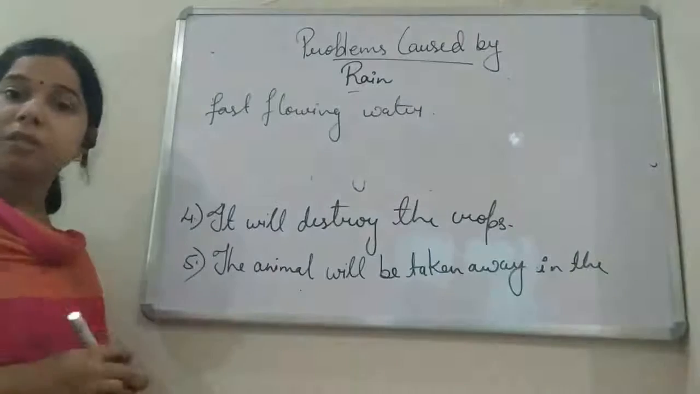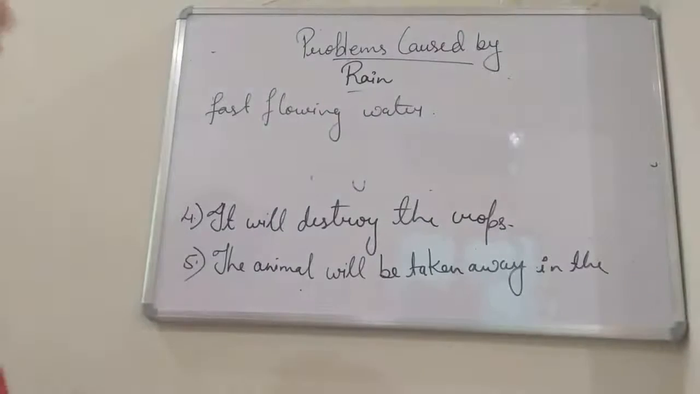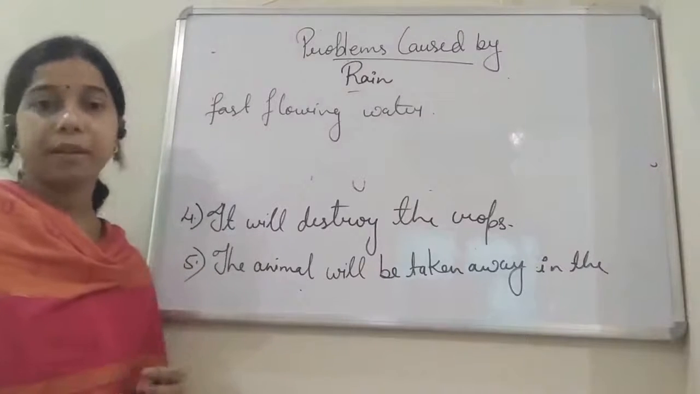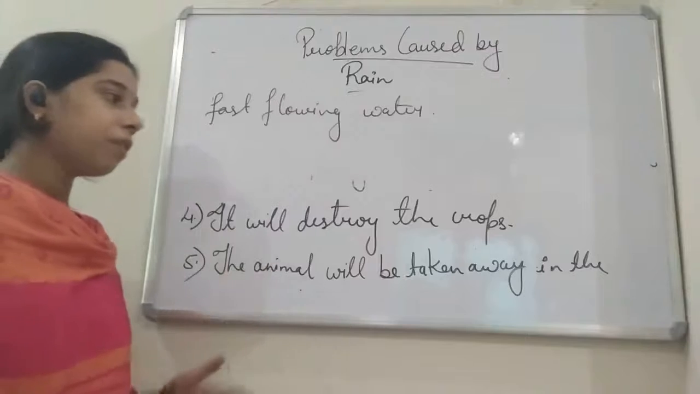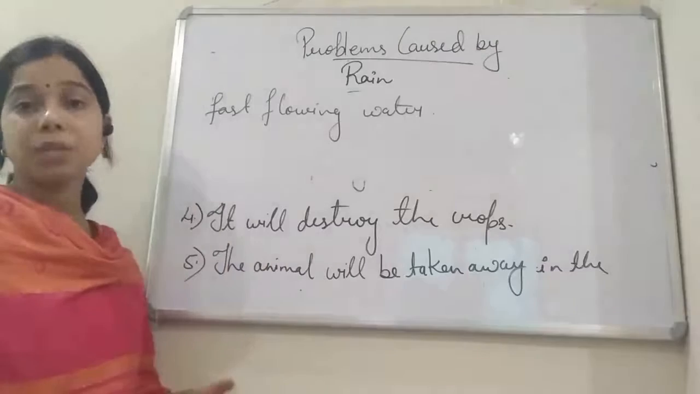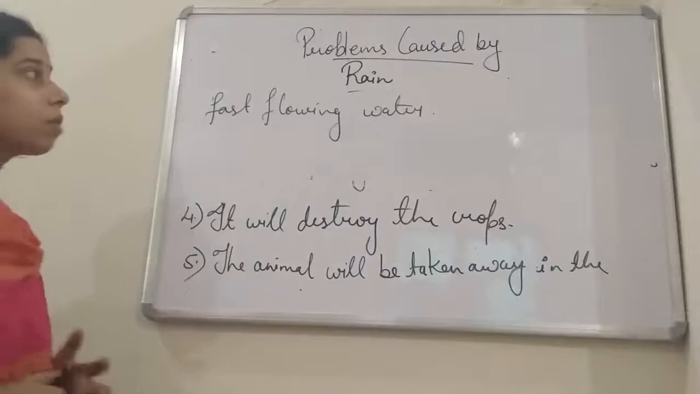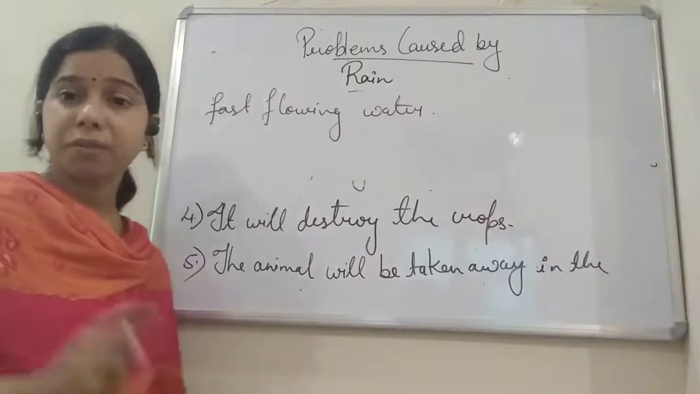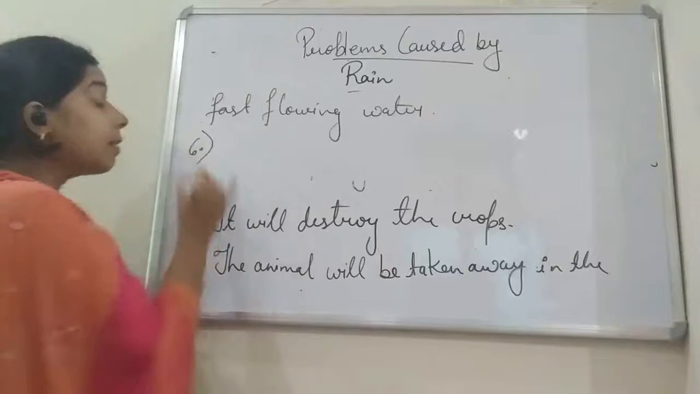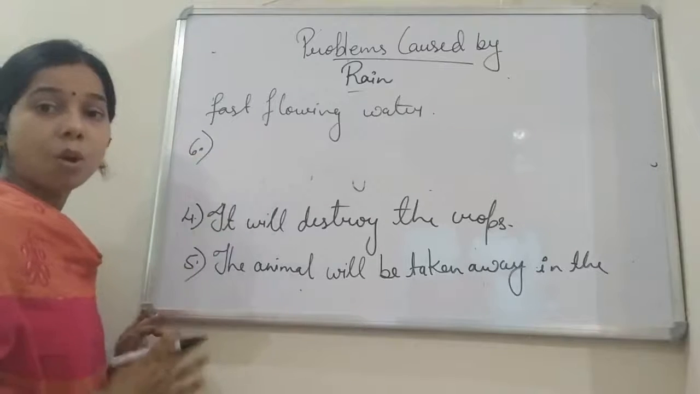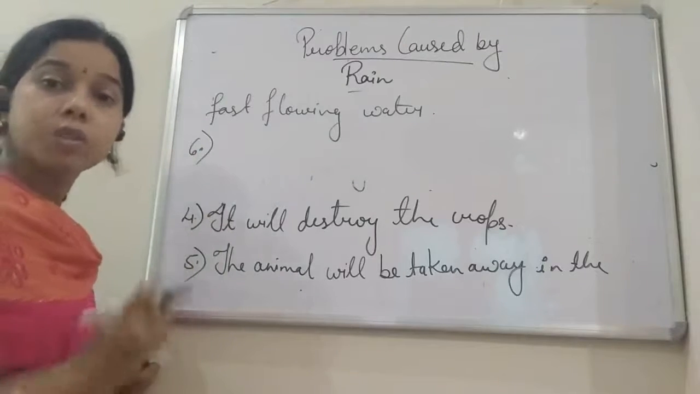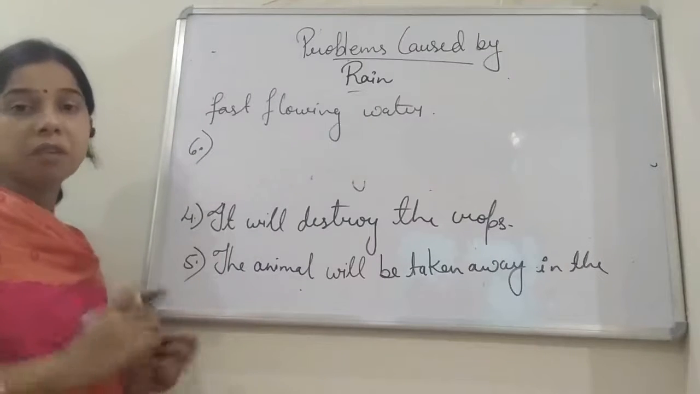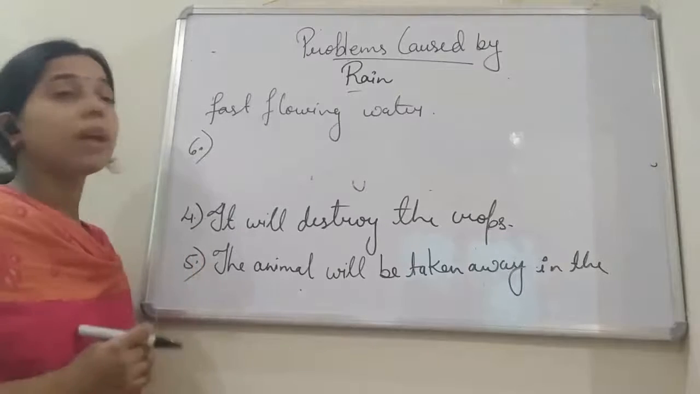Okay, so these are the things in which we can say that the heavy rainfall will cause problems to living organisms. So we have studied about the life of human beings, as well as animals, and how they suffer from the heavy rainfall. Not only this, students, one more point is there, and that is about the underground animals, the animals which are living under the soil. Those animals will also lose their life due to the heavy rainfall.